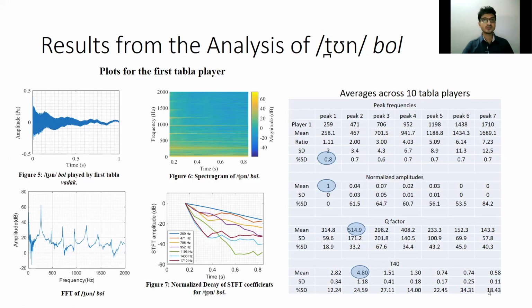The second observation is that irrespective of Ta or Tun bowls, the highest value of T40 and Q factor is observed for the second partial. This implies that the two parameters are not so much dependent on the excitation mechanism. Rather, they depend on other factors such as geometry, material properties, and boundary conditions of the membrane.